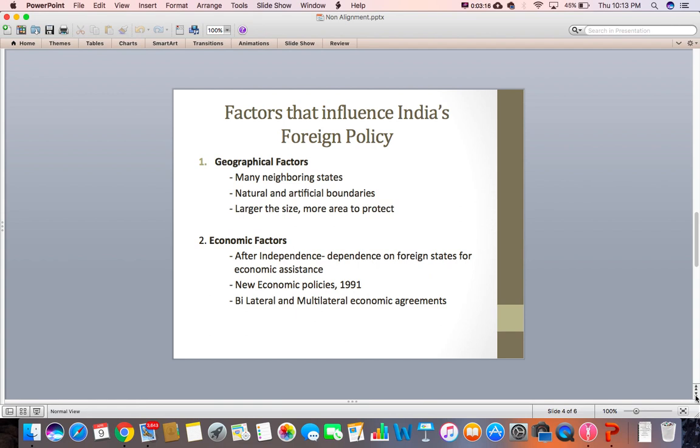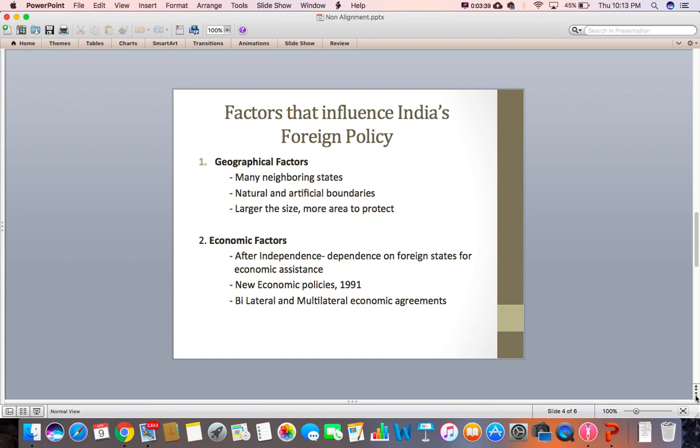Students, the second factor that we are going to discuss is the economic factor. This is a very significant factor. When India got independent, the economic condition of the Indian state was not so good because of the drain of wealth by the Britishers. There prevailed the problem of unemployment, deficiency of food grains, and so on.